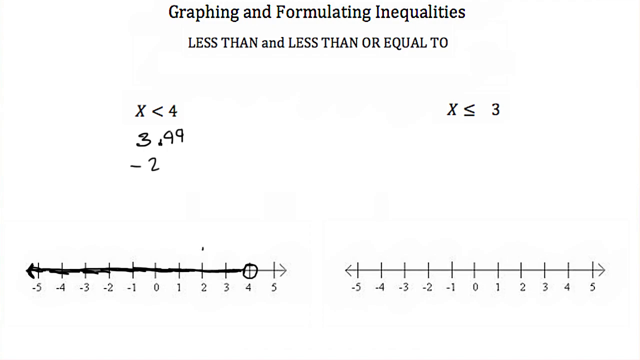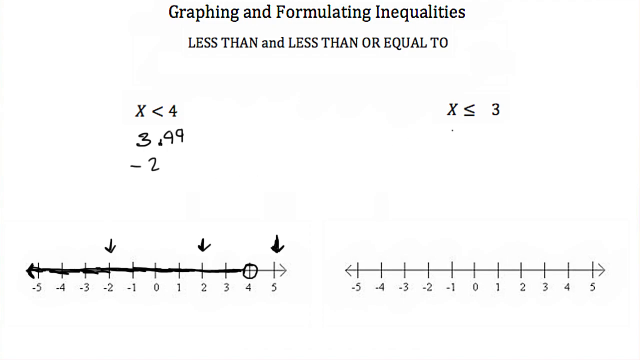2 is less than 4, so it's okay. Negative 2 is less than 4, so that's a valid answer too. But 5 is not less than 4, so it's not a valid answer. So again, you just put your open circle where 4 is, because it's not a right answer, and then you would fill in every number to the left on the number line.